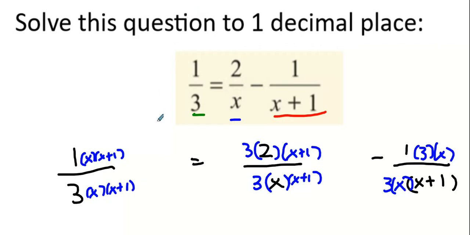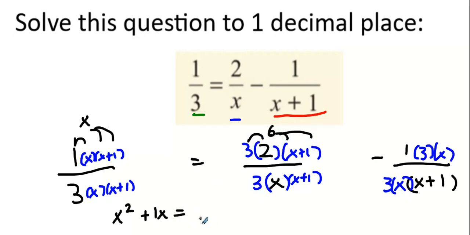Now we need to multiply 2 at a time. 1 times x is x. X times x plus 1. X times x is x squared. X times 1 is 1x. 3 times 2 is 6. 6 multiplied by x is 6x. 6 multiplied by 1 is 6. Please remember the minus here. Minus 1 times 3 is minus 3. Minus 3 multiplied by x is minus 3x.